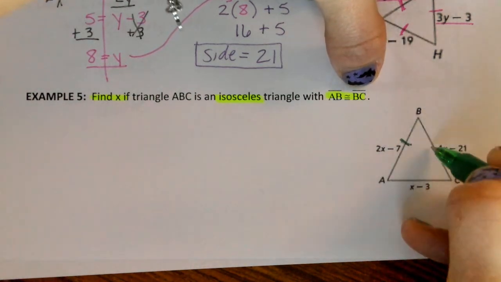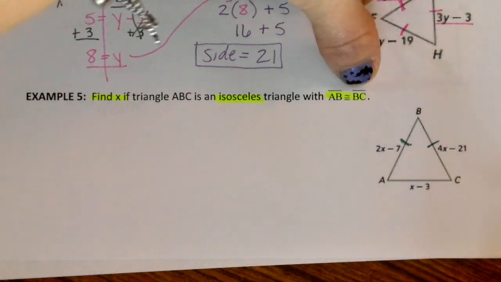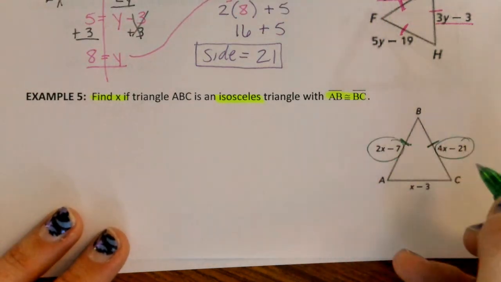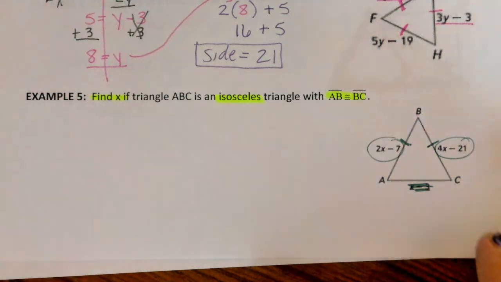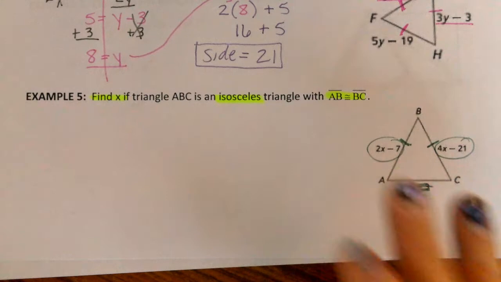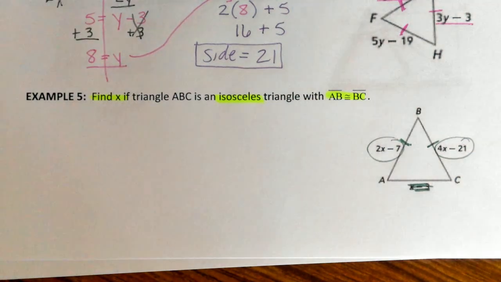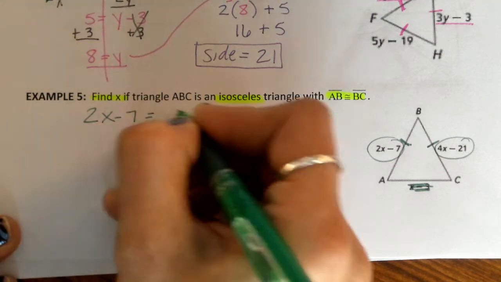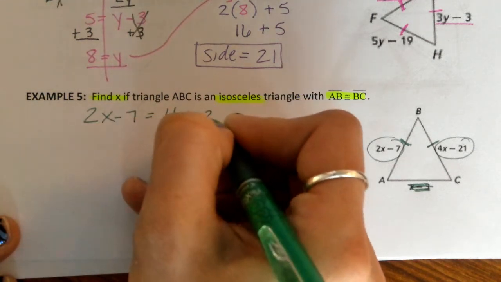BC is over here. It's not always going to be the left and right sides. So you have no choice. You have to choose these two. This is extra information because it is an isosceles, unless they ask you to find AC, then you'd have to substitute. But here, these are the two that we need. So when two sides are congruent, their measurements are equal. So we will set this equal to each other. 2x minus 7 is equal to 4x minus 21.